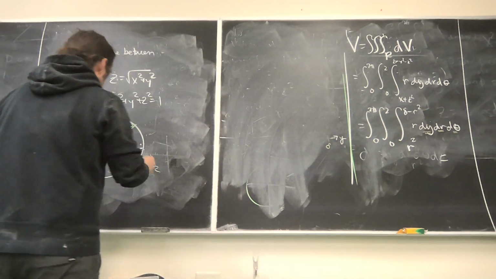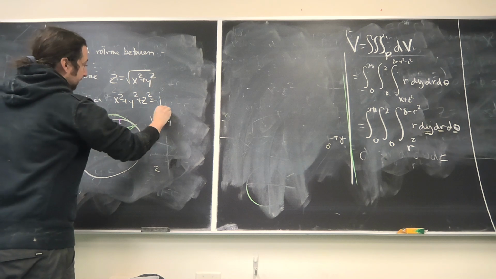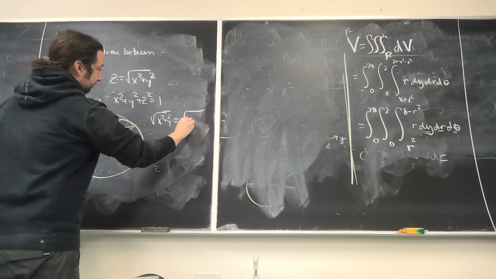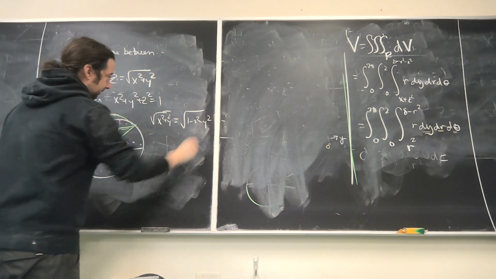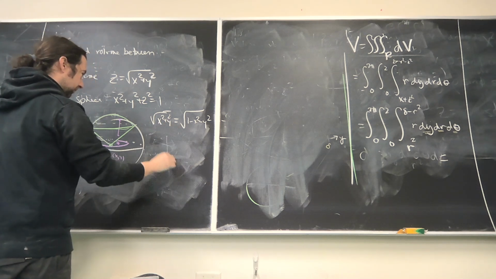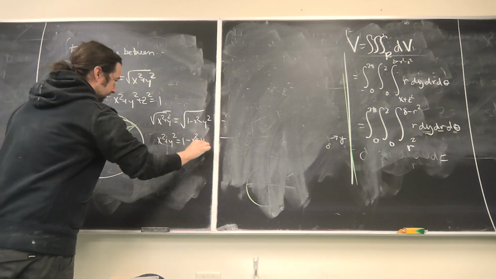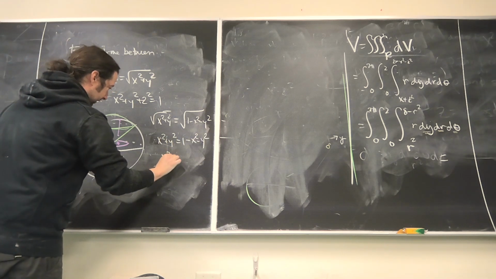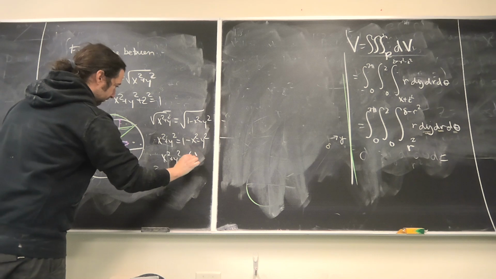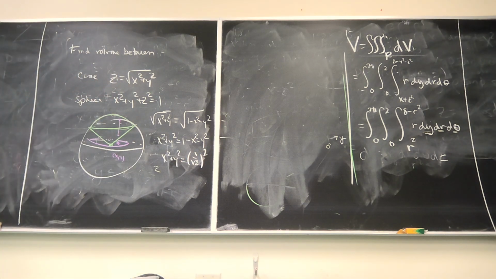So the bounding circle is going to be where the square root of x squared plus y squared is equal to the square root of 1 minus x squared minus y squared. Okay, so if you square both sides, you get x squared plus y squared is 1 minus x squared minus y squared, and so x squared plus y squared is equal to 1 over the square root of 2 squared. Circle of radius 1 over root 2.